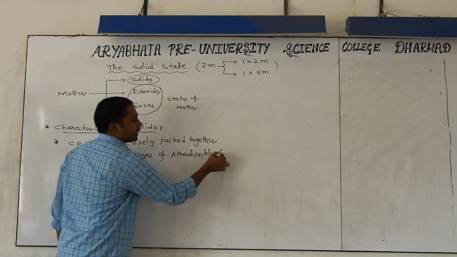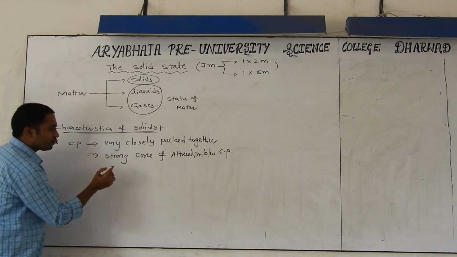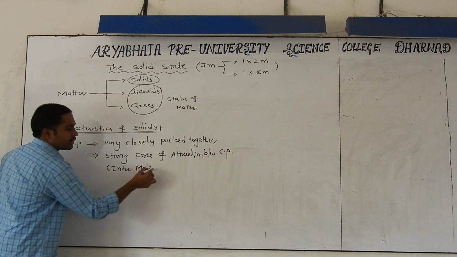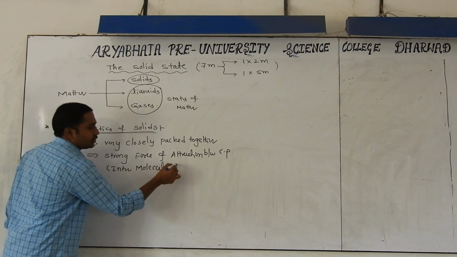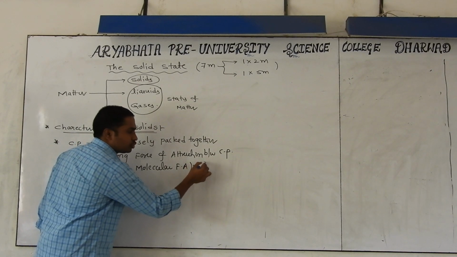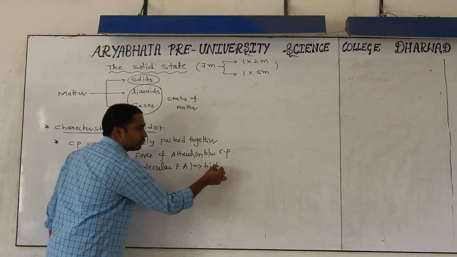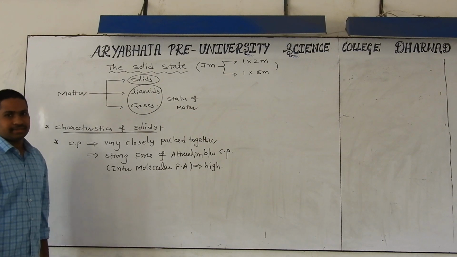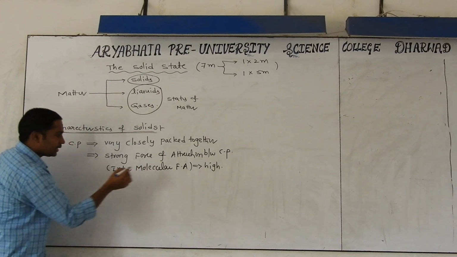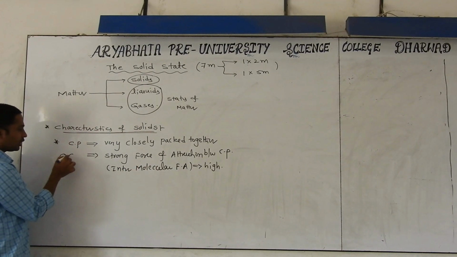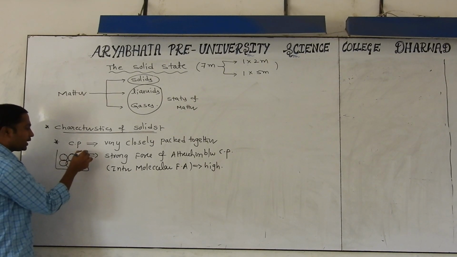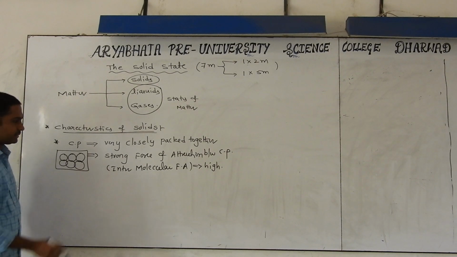That strong force of attraction between constituent particles is what we call the intermolecular force of attraction. The intermolecular force of attraction should be high in the case of solids. Due to this, the constituent particles are very tightly packed together like this. Such matter is what we call solids.